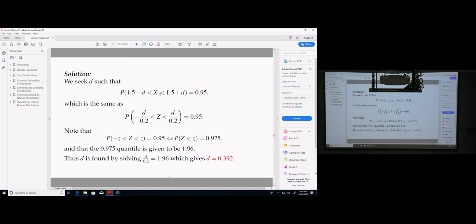So now we do the standardization: minus the mean, minus 1.5. So I have minus D and plus D on my left-hand side and right-hand side. And then I have to divide by the standard deviation of X, which is 0.2. So I have this, and now I can look it up. This is 95, and so the probability between minus z and z is 0.95.